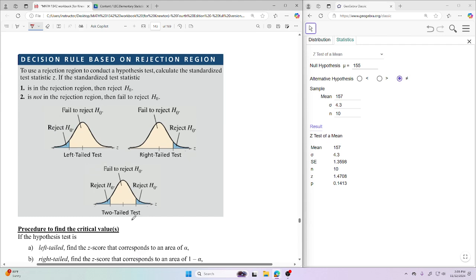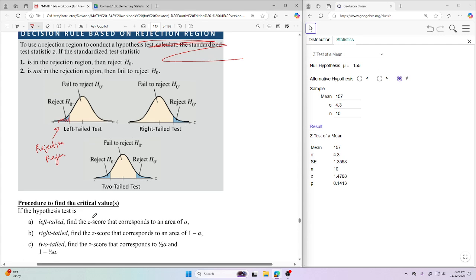Decision rule based on rejection region. Oh, we just talked about this. I was thinking it was going to come up eventually, it's as if I teach this class once in a while. We already know the left tail, right tail, two tail, and these right here are the rejection regions. Anything in the blue. If your value falls into a rejection region, you reject, and then we're done.